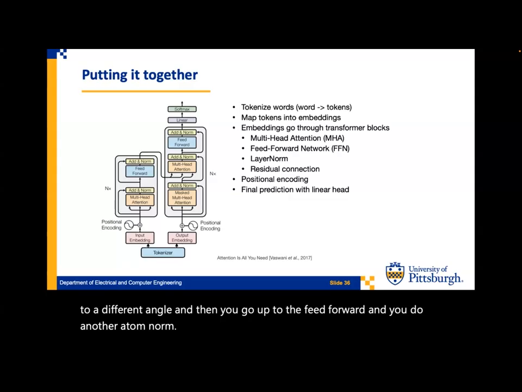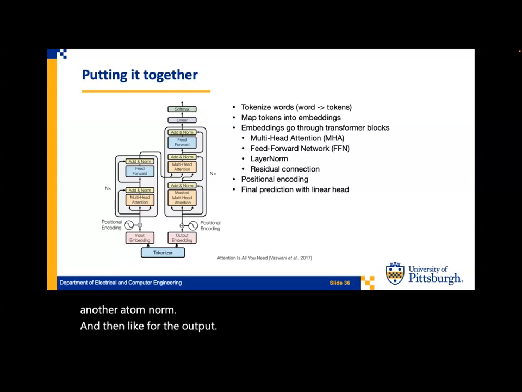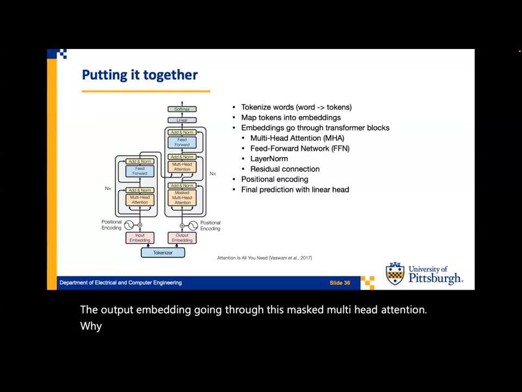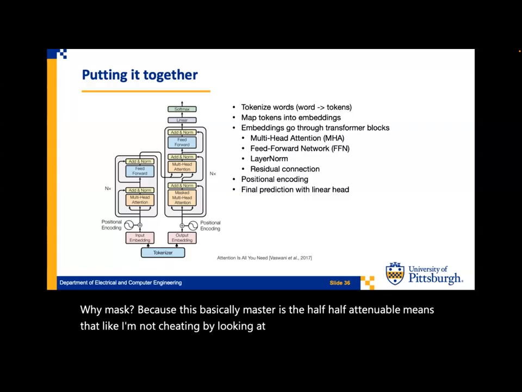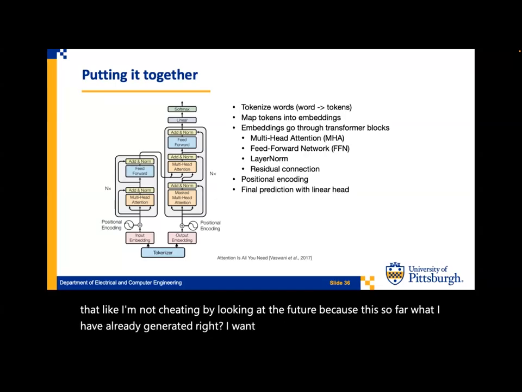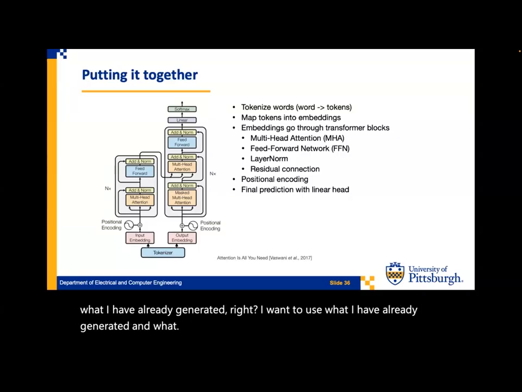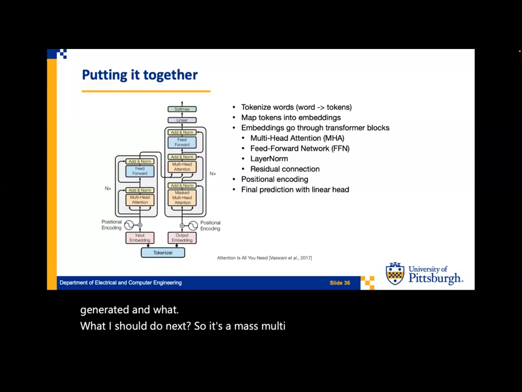And then for the output, the decoder here, the output embedding goes through this masked multi-head attention. Why masked? Because the mask is the half attention table, meaning I'm not cheating by looking at the future, because so far I only have what I have already generated, right? I want to use what I have already generated and what I should do next. So it's a masked multi-head attention, then add and norm, and then these two vectors.